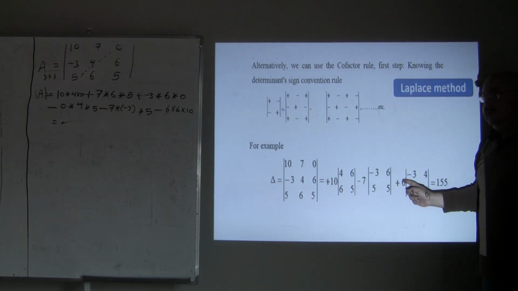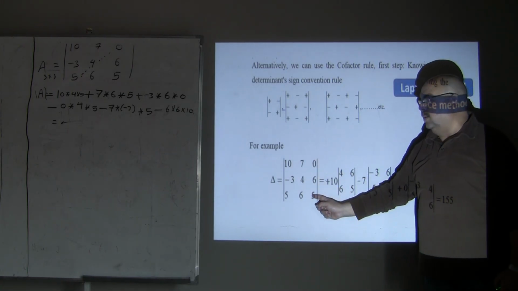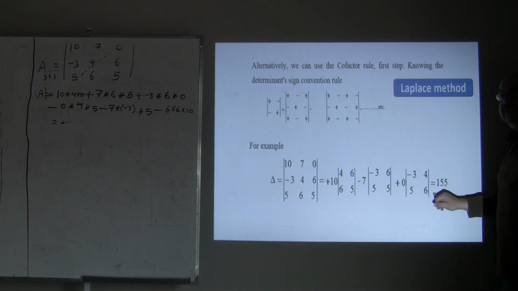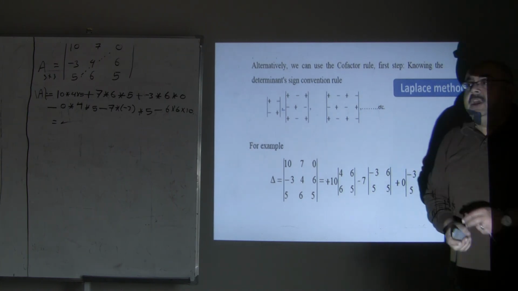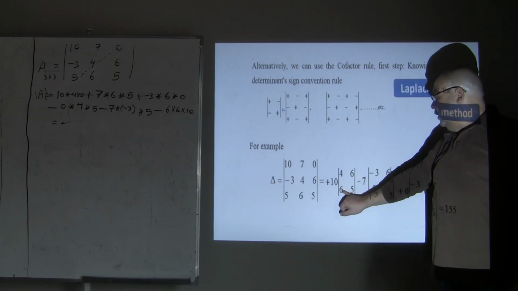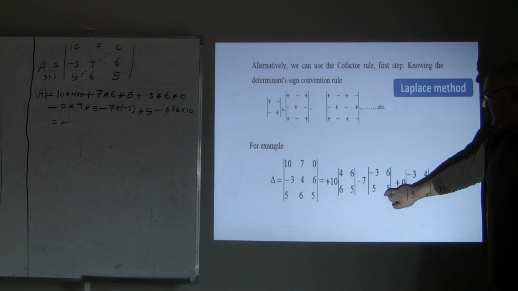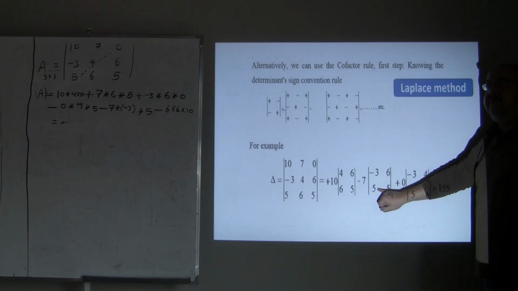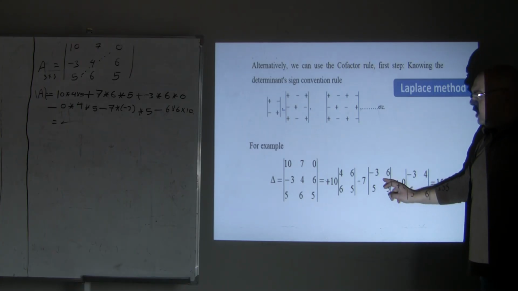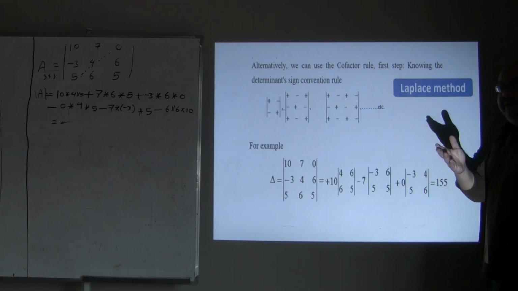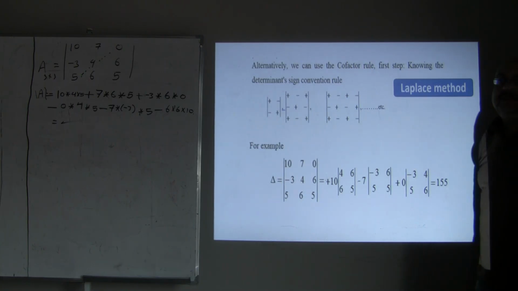Then take the 0. Eliminate its row and column. What's the remaining? Negative 3, 4, 5, and 6. Now I can evaluate each one of these 2 by 2 determinants very easily, which is going to be 4 times 5, 20, minus 36 times 10. For the second one, negative 3 times 5 is going to be negative 15, minus 6 times 5, which is going to be negative 30. So a total of negative 45 times negative 7. The last one I'm not going to evaluate because it is 0 times something. Am I right? So you will be able to evaluate this thing.